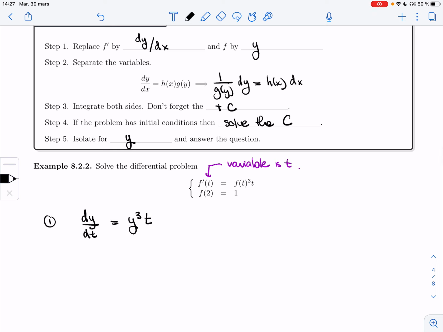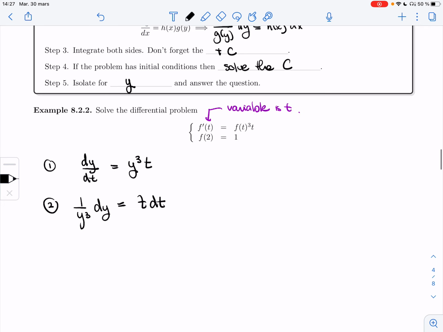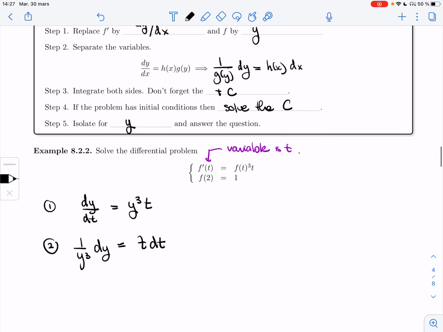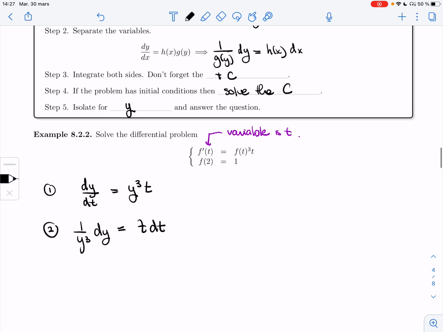All right. And then I'm going to separate the variables. I'm going to separate y and t. So I'm going to send dt to this side and keep t with it. On the other side, I'm going to get 1 over y cubed dy. And so this is what I have. I'm going to integrate both sides.